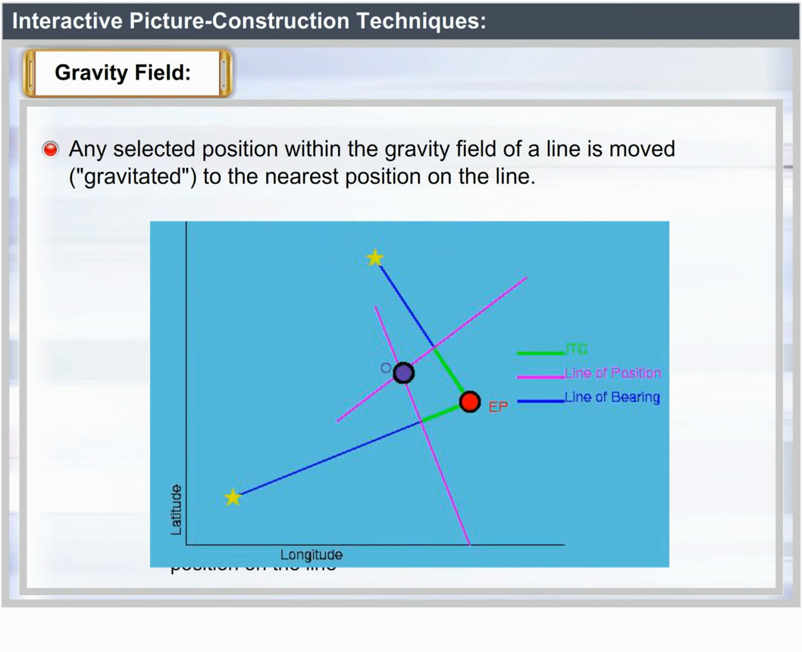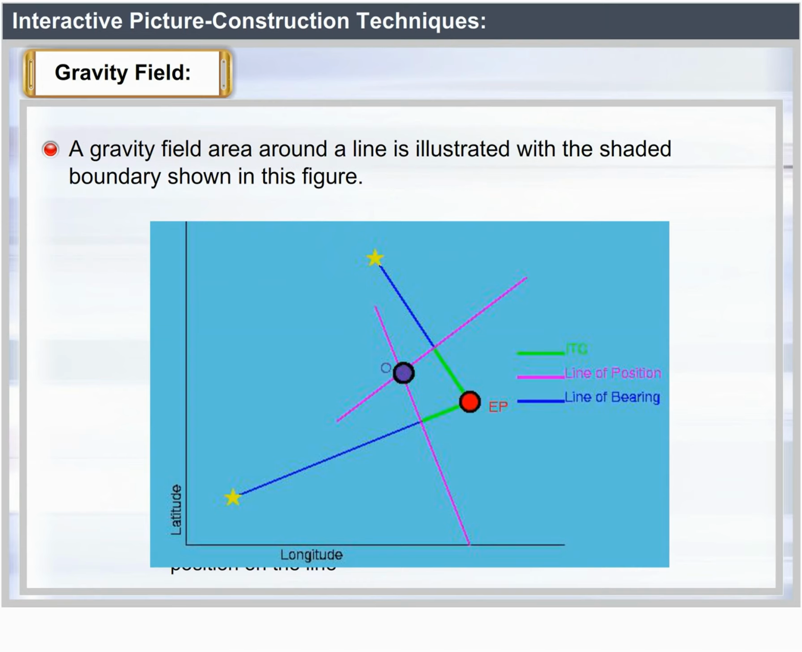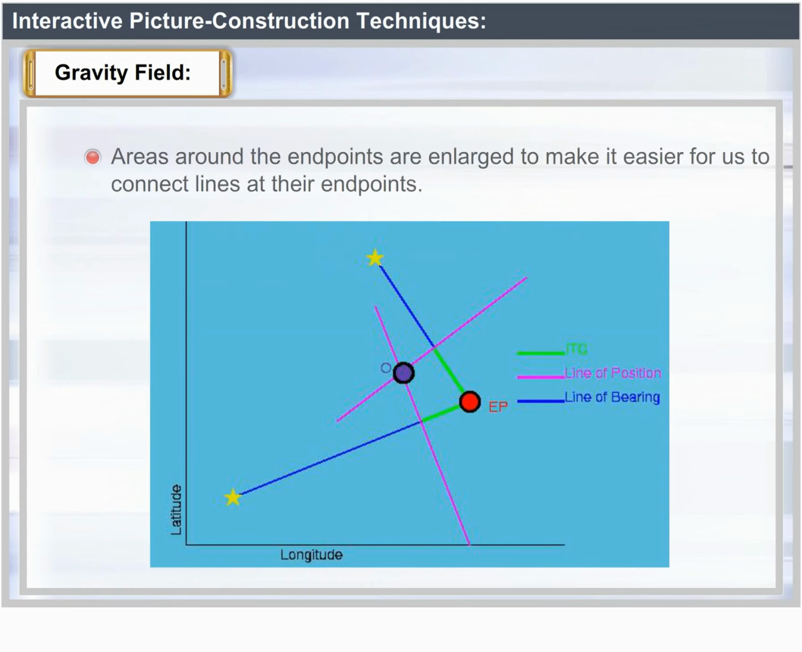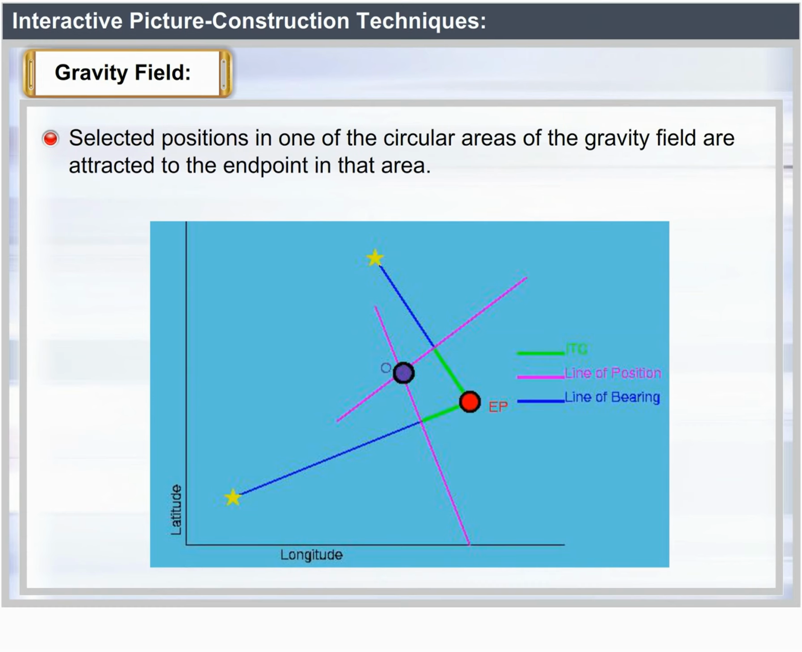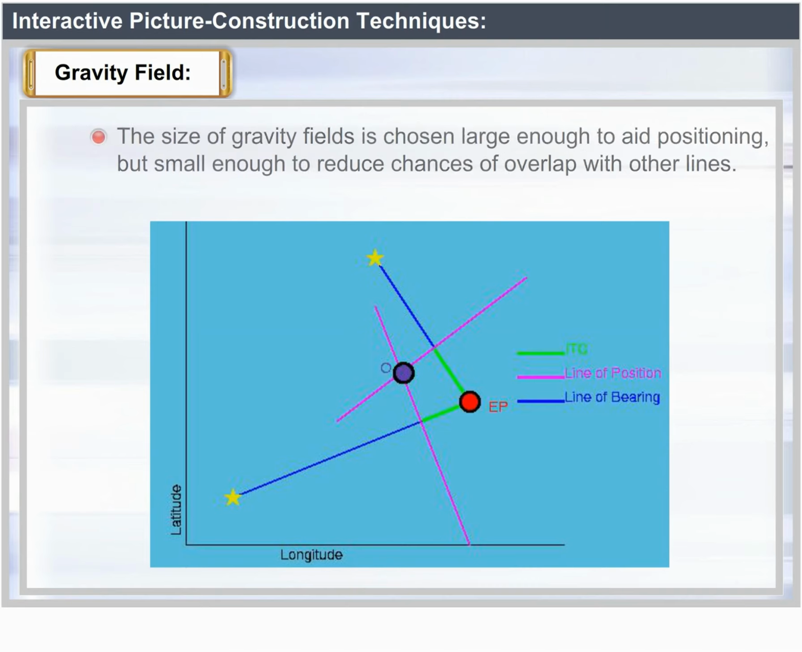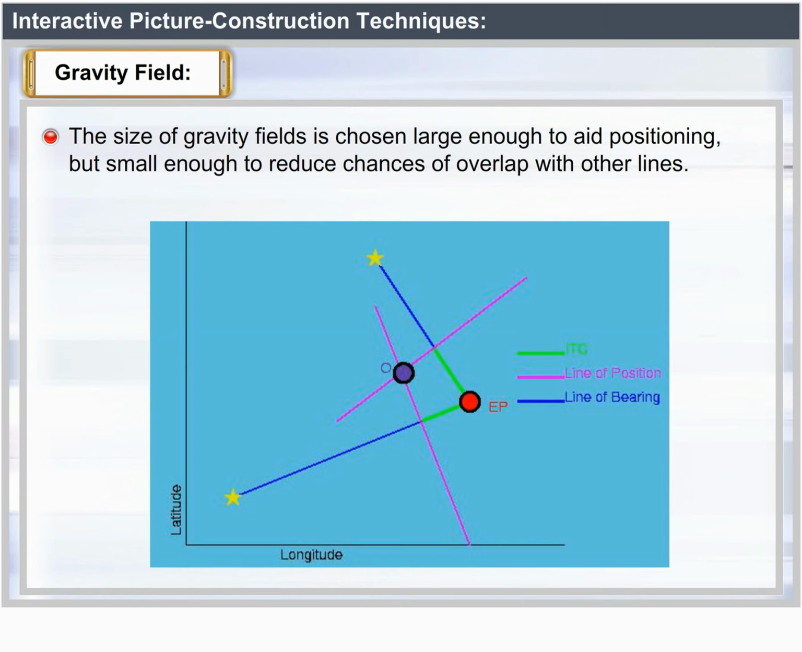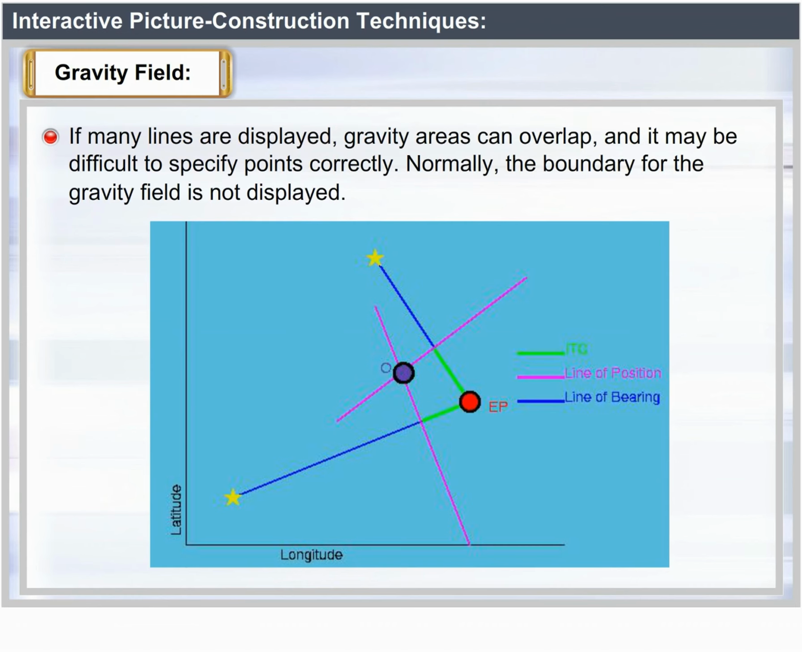A gravity field area around a line is illustrated with a shaded boundary shown in this figure. Areas around the endpoints are enlarged to make it easier for us to connect lines at their endpoints. Selected positions in one of the circular areas of gravity field are attracted to the endpoint in that area. The size of gravity fields is chosen large enough to aid positioning, but small enough to reduce chances of overlap with other lines. If many lines are displayed, gravity areas can overlap and it may be difficult to specify points correctly. Normally, the boundary for the gravity field is not displayed.